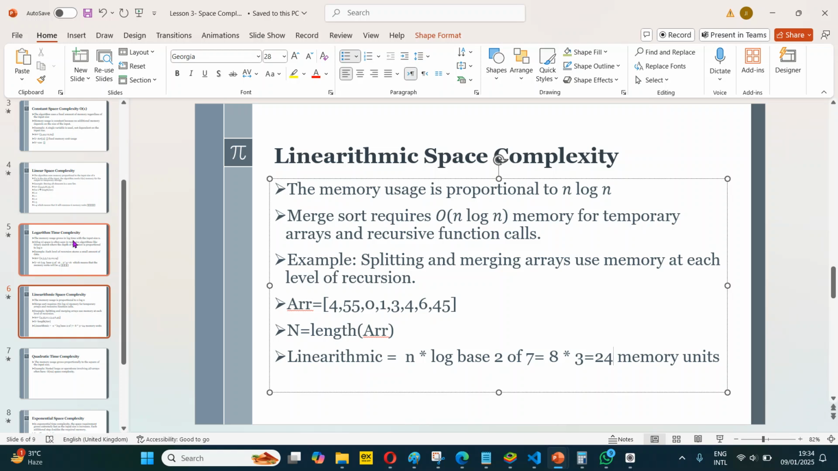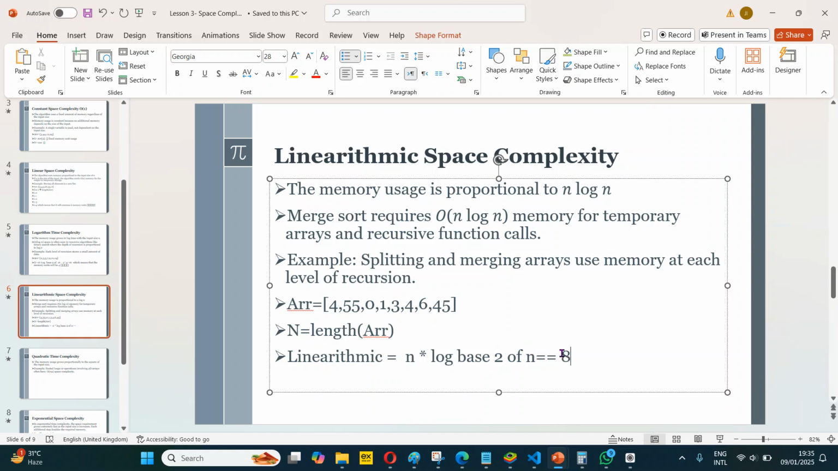You can see that logarithm time complexity consumes less space than a linear arithmetic time complexity, right? Based on this n times log base 2 of n, right? So that is how it works, right? So you can see that if n is 8, it is 8 times log base 2 of 8, right?